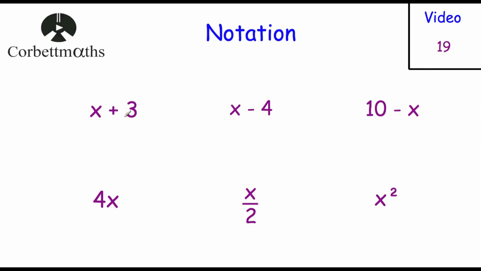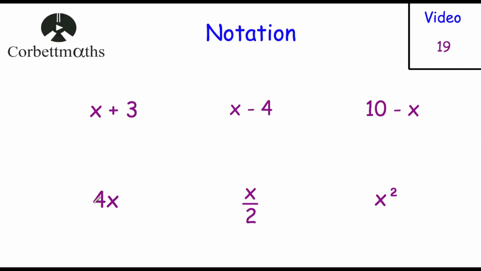So we've got x plus 3, that means a number plus 3. We've got x take away 4, that means a number take away 4, or 4 less than a number. We've got 10 subtract x, that means it's 10 take away whatever x is, or x less than 10. We've got 4x. Now that means 4 times x, because in algebra we don't write the multiplication sign.